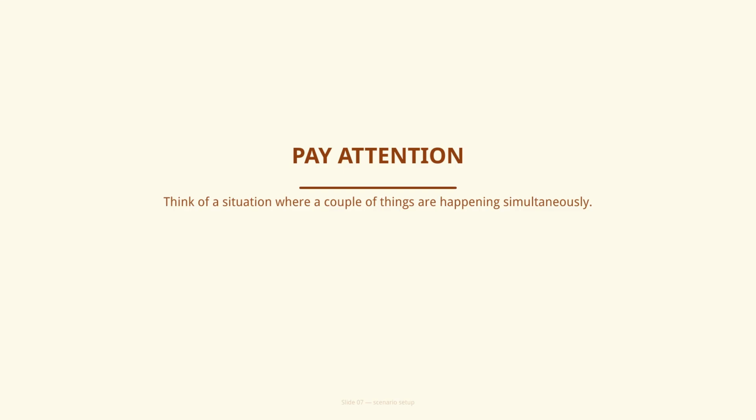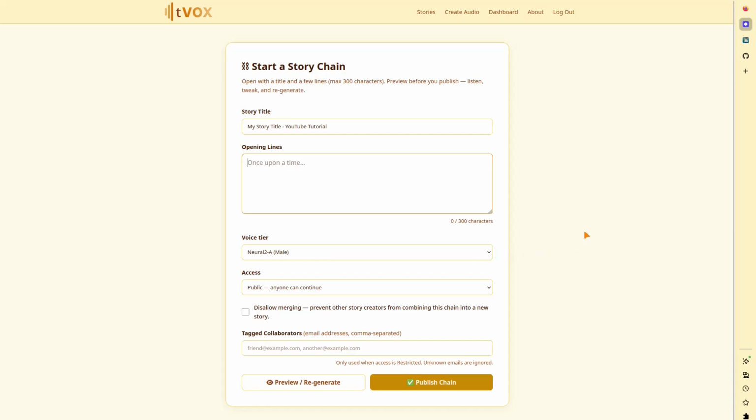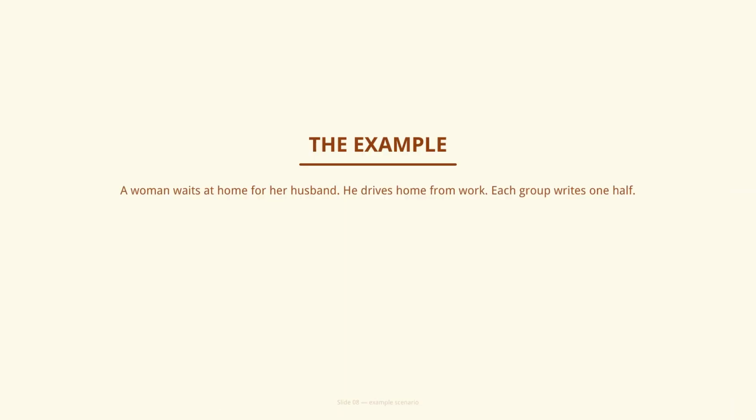Think of a situation where a couple of things are happening simultaneously. For example, maybe a woman is at home waiting for her husband to arrive, and we see a scene about what she is doing. In a separate story, we'll describe what her husband is doing while she waits for him to arrive. Then we'll merge the two separate stories into one, and sit back and watch the magic unfold.